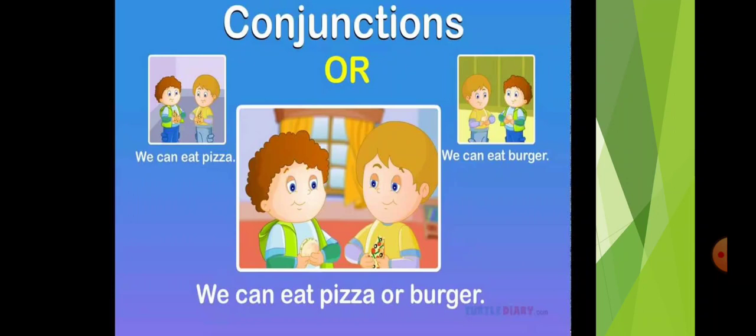Now, next coming up is the conjunction or. We use the conjunction or when we have to make a choice or we need to choose amongst two sentences. For example, as you all can see, we can eat pizza or we can eat burger. So here we are discussing about what these two kids actually want to eat, pizza or burger. So here choice is coming, right? So we will be using the conjunction or. We always use the conjunction or when we need to make a choice.